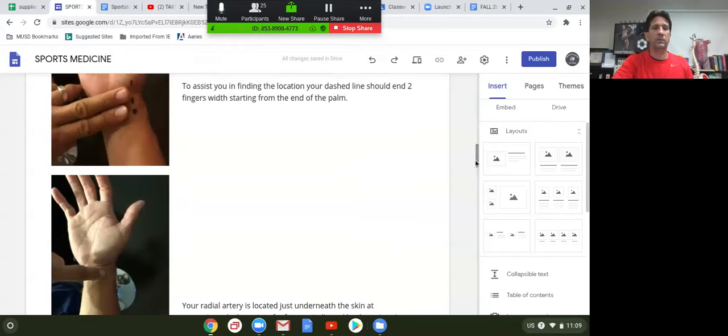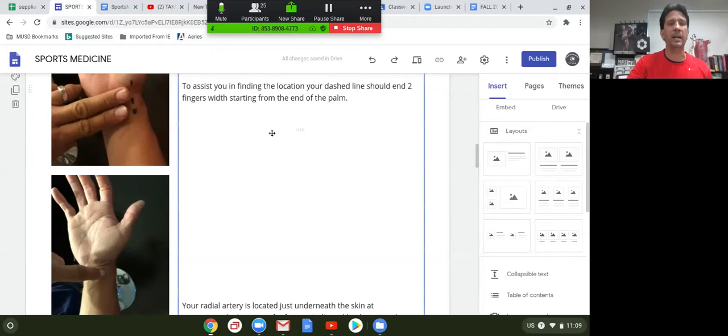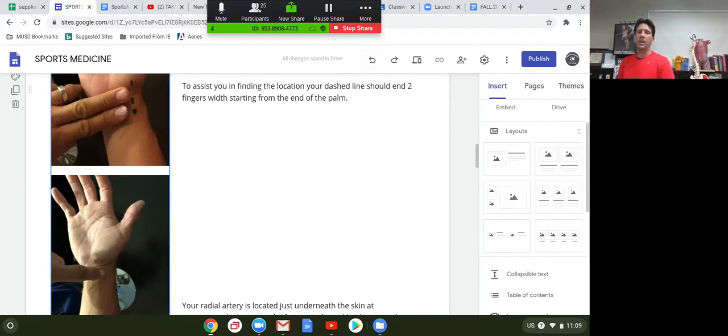So do it now. Take your 2 fingers and put them right at the base of your palm on the lateral side of the thumb, and that should be where your pulse is going to be found, okay?